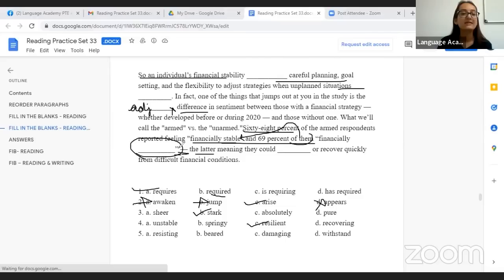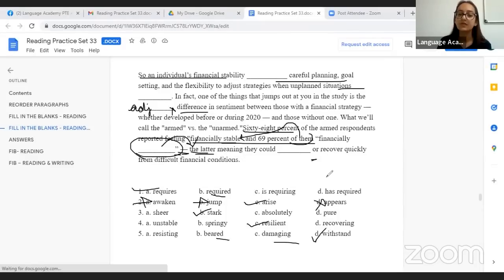Hyphens always explain what the last word means. They even specified the latter. Latter means the last mentioned word. Meaning they could dash or recover quickly. So or means the words would be mostly on the same side. So any word that means recover, a positive word. Resist is not positive. We don't need the ed form, we don't need the ing form.